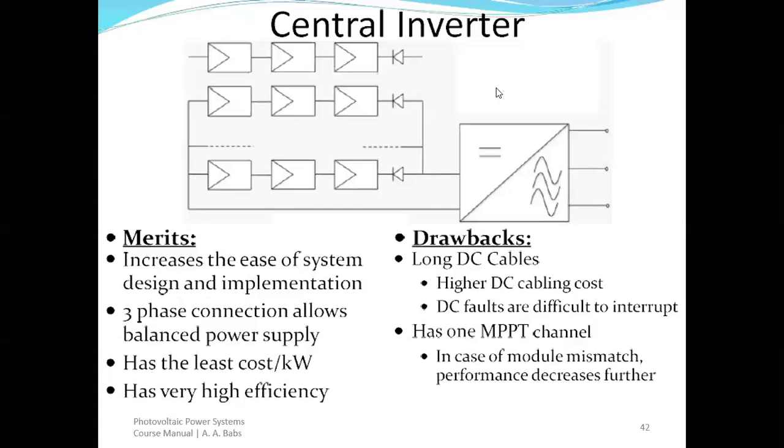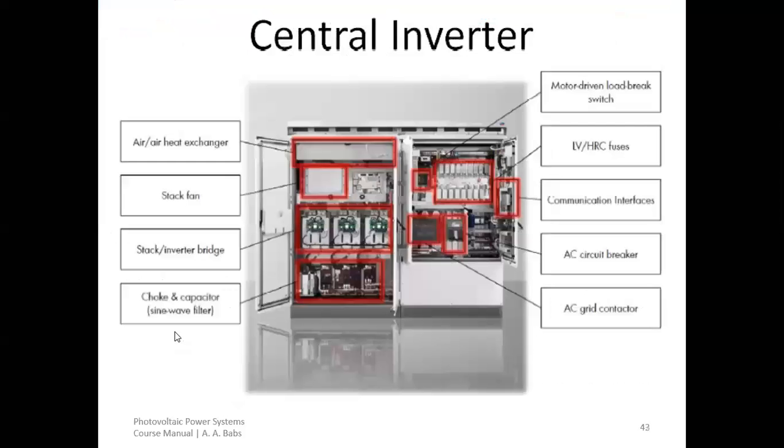Okay, let's take it a step further. Here what you will see is a typical example of what a central inverter looks like. You can see it's located at one single point, and you can see the parts of the inverter. We have the heat exchanger, the stack fan, the inverter bridge, the AC grid contactor, the AC circuit breaker, and all of those. You might just want to go through this and be familiar with the terms used to label the components. All right.